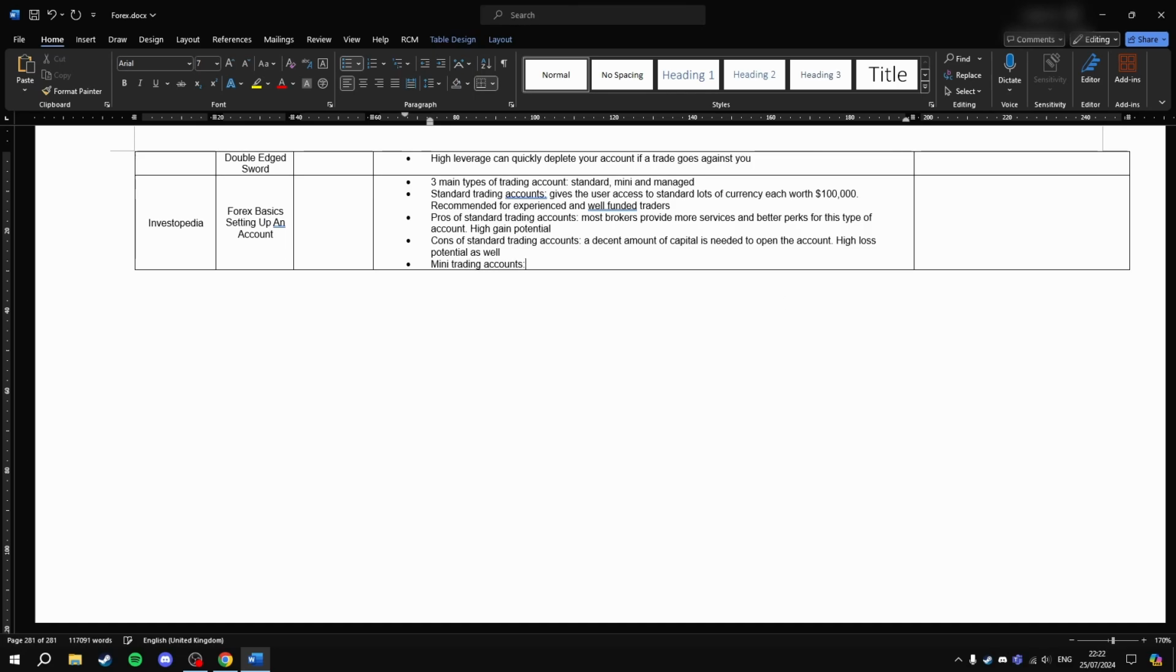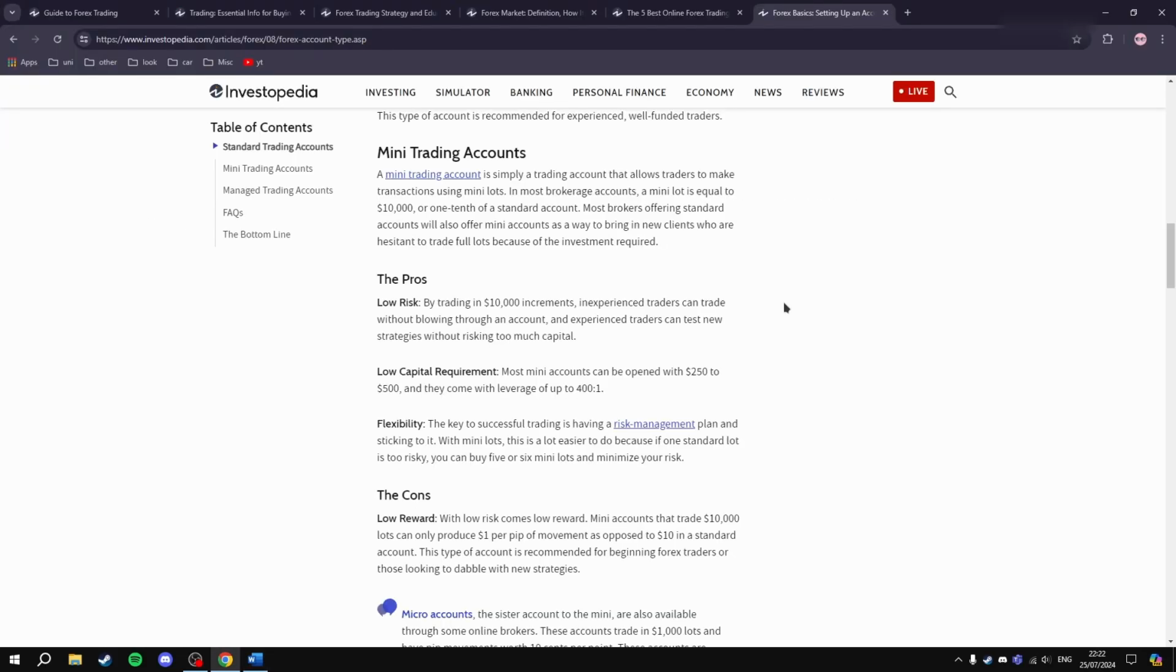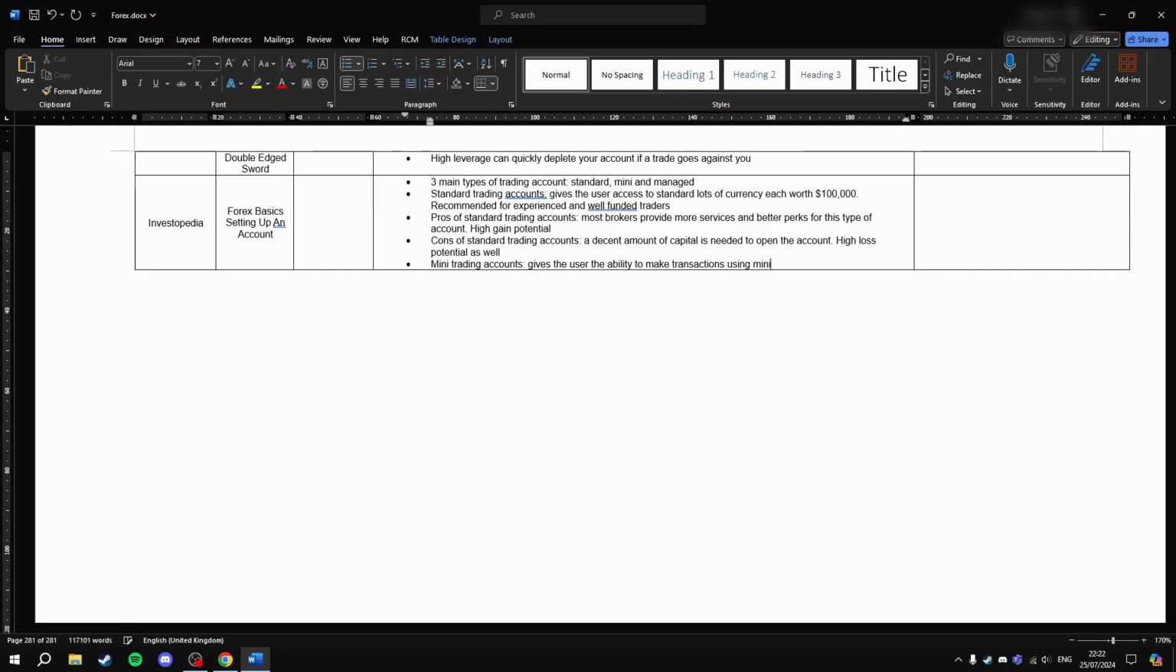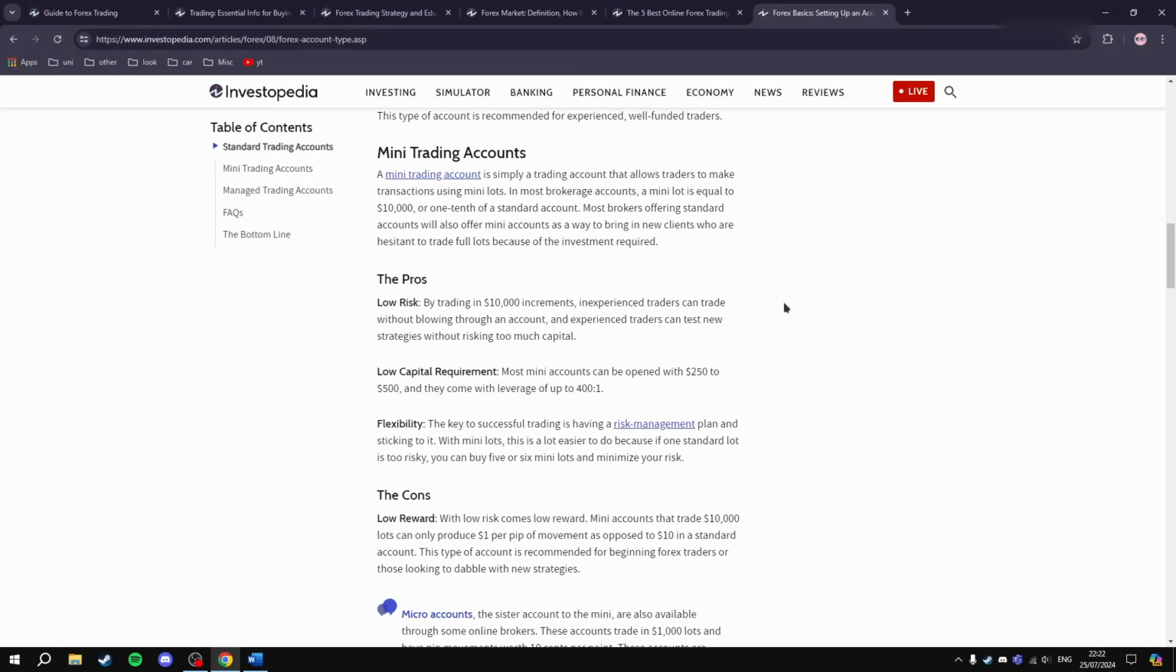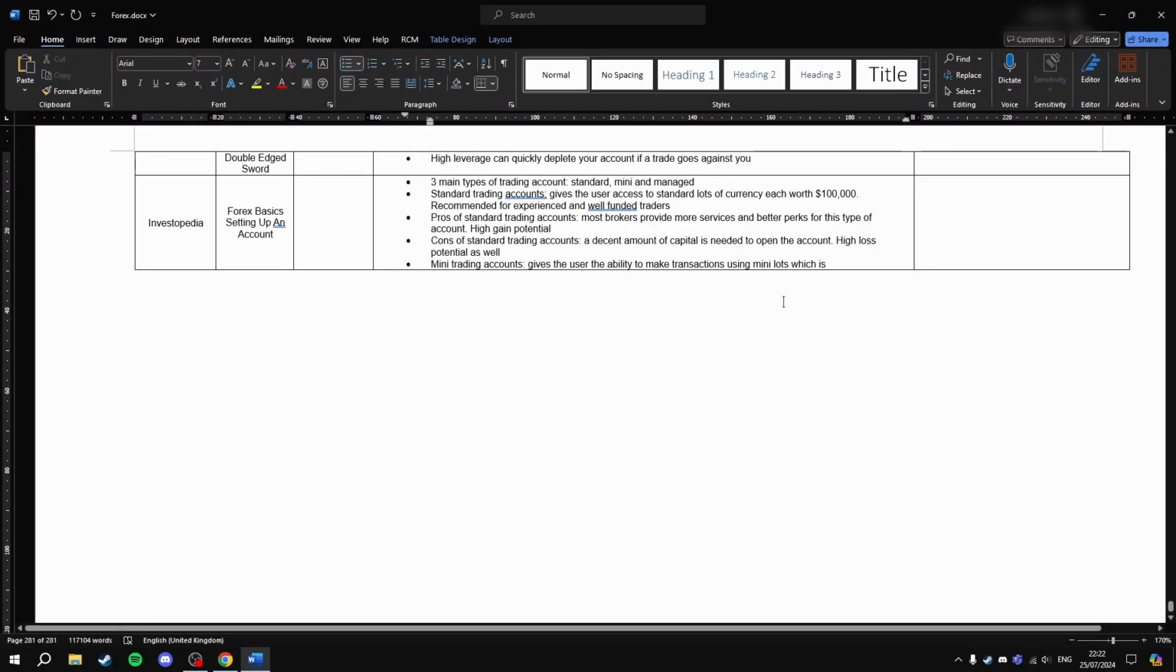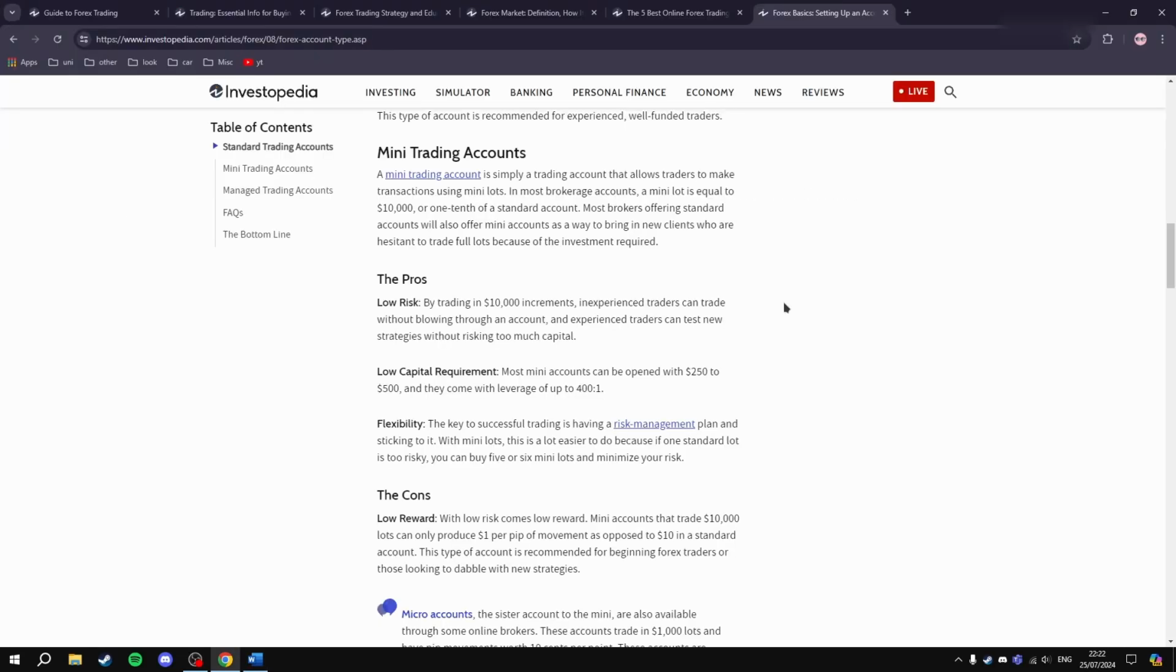Mini trading accounts give the user the ability to make transactions using mini lots, which is $10,000. Most brokers offering standard accounts will also offer mini accounts as a way to bring in new clients who are hesitant to trade full lots because of the investment required.